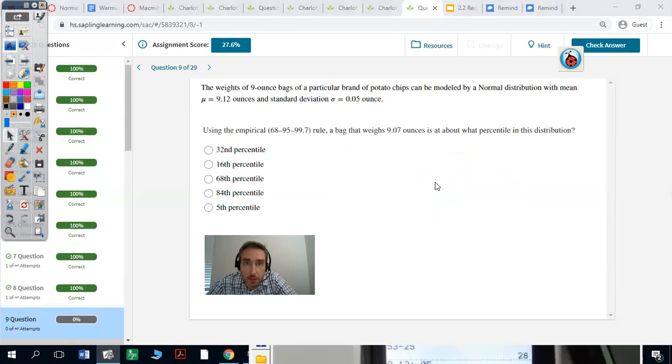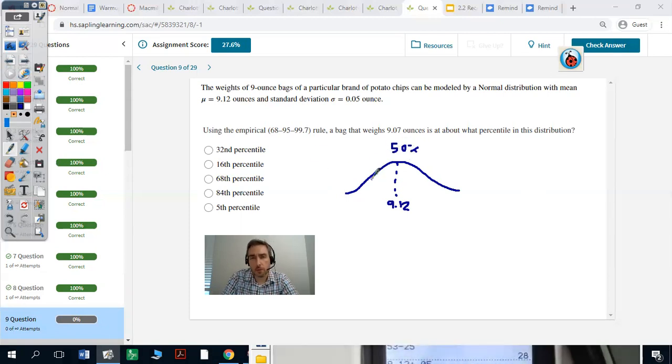Another empirical rule, same scenario. A bag that weighs 9.07 ounces is at about what percentile? Well, let's think about that empirical rule for a minute. Remember this is 9.12. That is the 50th percentile. That's right in the middle. So 9.07, that's 1 standard deviation below.